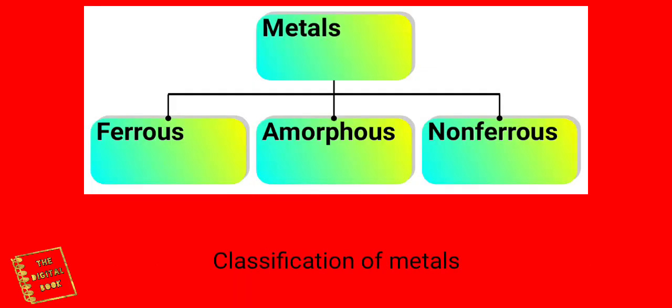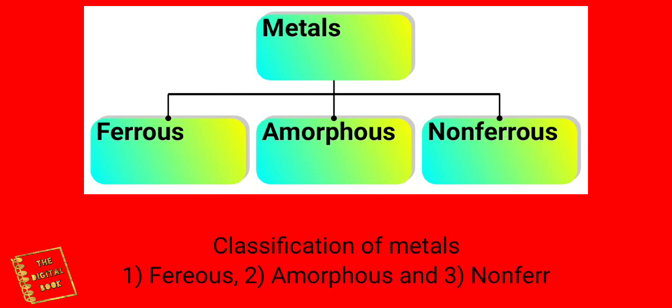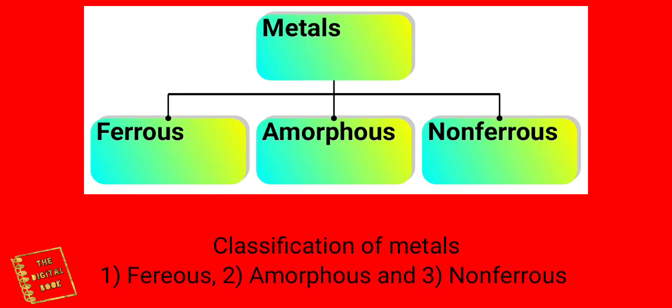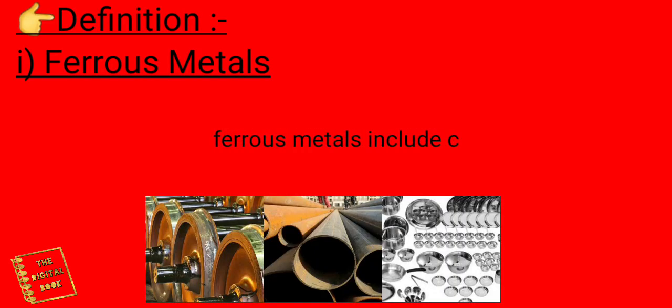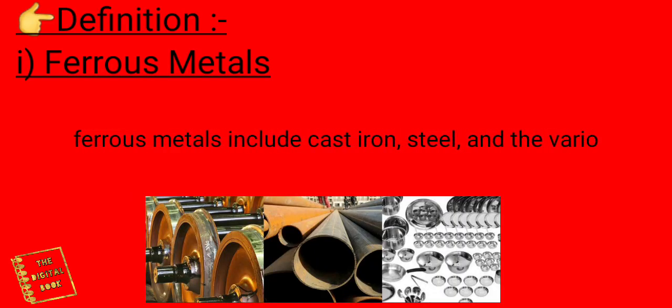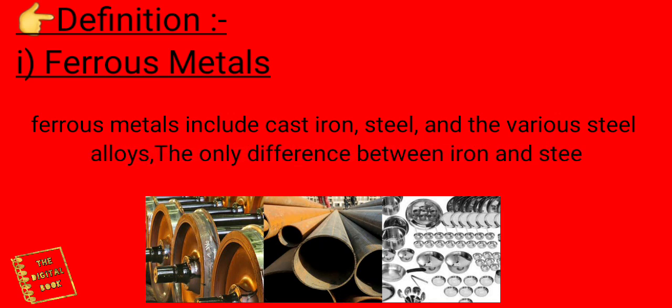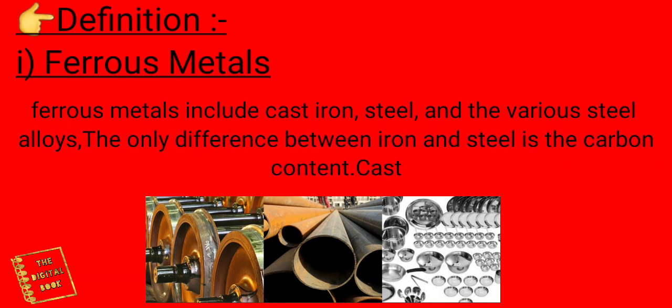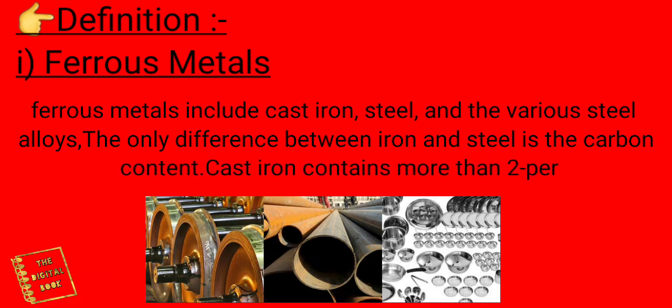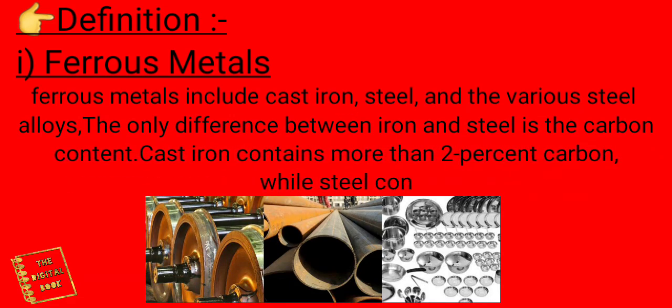Again, recalling the classification chart, metal is classified into 3 forms: ferrous, amorphous and non-ferrous. Let's see the definition of ferrous metals. Ferrous metals include cast iron, steel, and the various steel alloys. The only difference between iron and steel is the carbon content. Cast iron contains more than 2% carbon, while steel contains less than 2%.